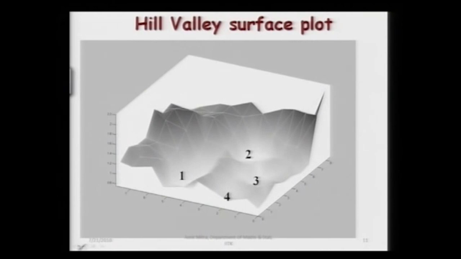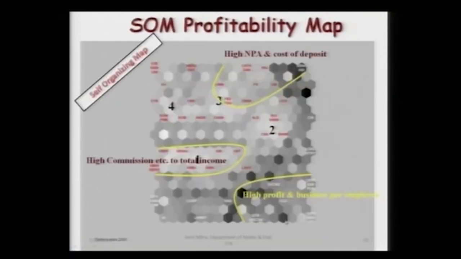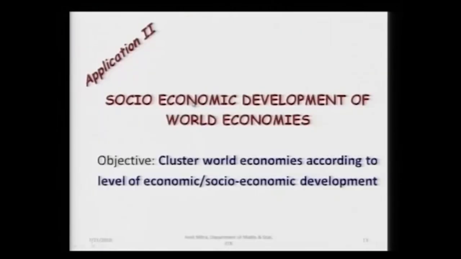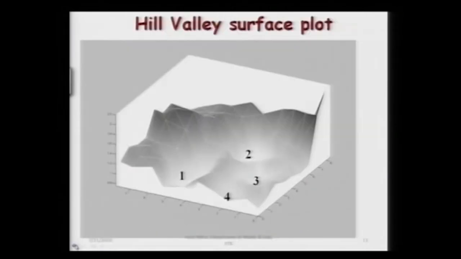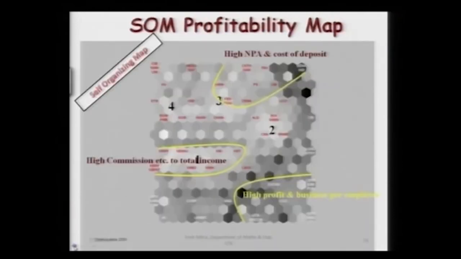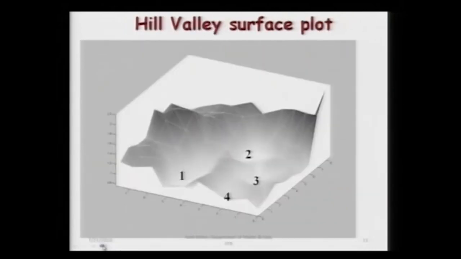Well, where is this particular location here? This particular location is on a higher plane, located in this particular drop down there. If we look at the other side of the hill valley plot, we will have the other banks which were represented here, with high profit and high business per employee, basically the more efficient private sector banks. So, clustering can also be obtained from such an approach of self-organizing map, which is an artificial intelligence technique.